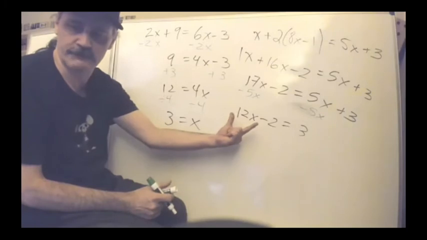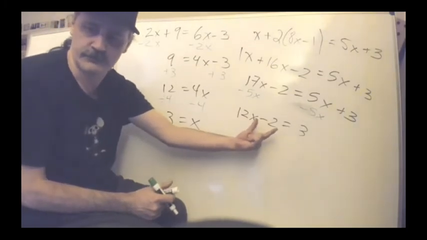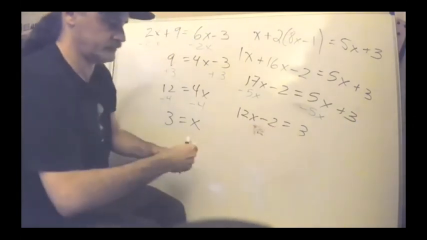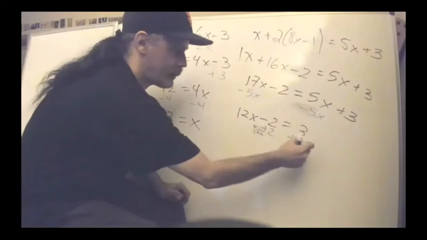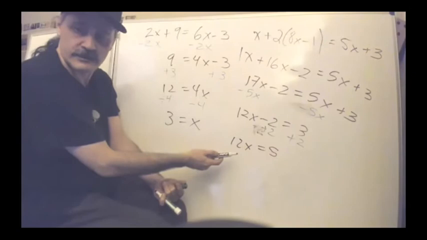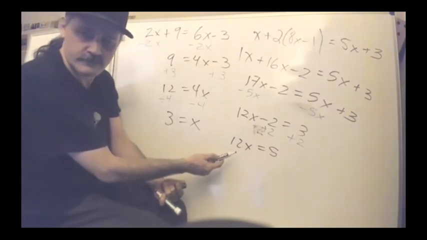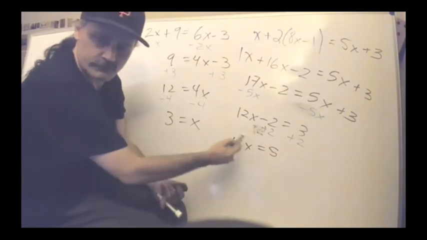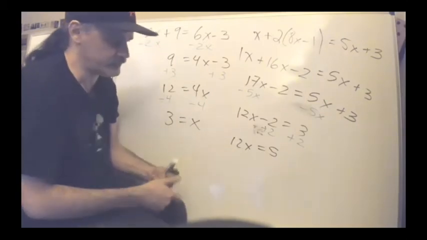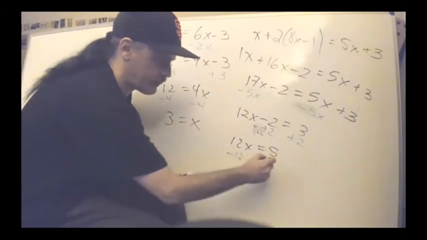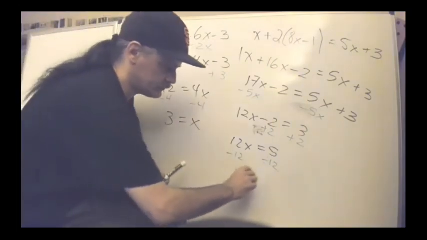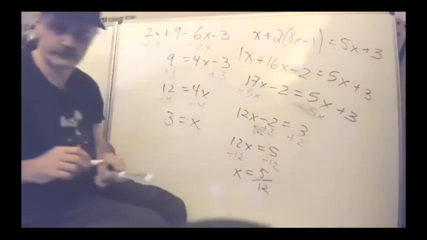Okay, so we want to get the 12x by itself. So we want to reverse minus 2, so add 2 to both sides. Okay, and then we get 12x equals 5. Now again, it's not 12 divided by 5. Look on the side where the variable is. We're not going to subtract 12. We want this to become 1x. So we got to divide by 12. Okay? And then you get x equals 5/12.